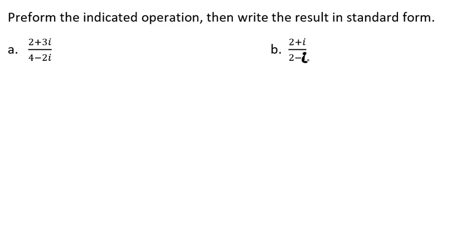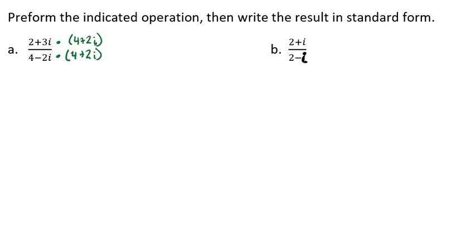All right, so let's take a look at our first example. Here we have 2 plus 3i divided by 4 minus 2i. So we want to get that complex i out of the denominator. So we're going to multiply both the numerator and the denominator by 4 plus 2i, because that's the complex conjugate of our denominator.